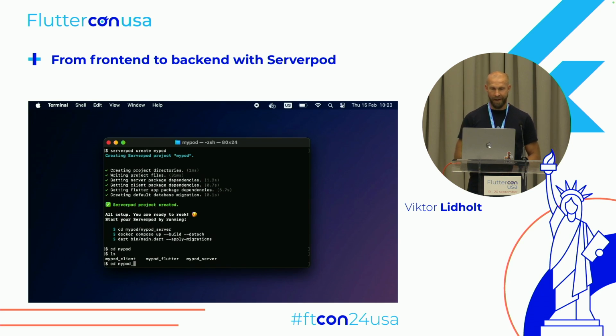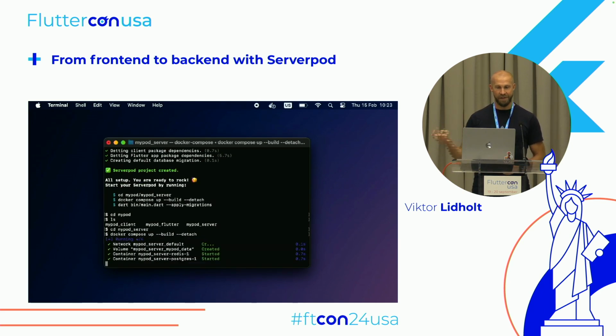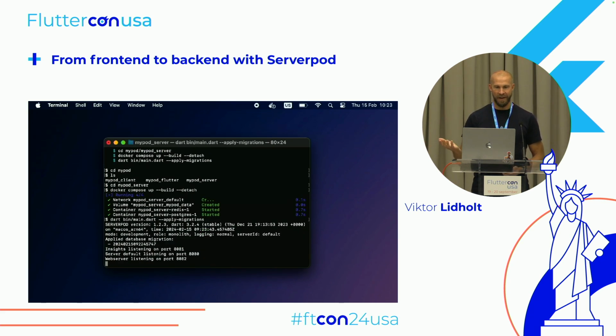To start your server, you go into the server directory, and first you start Docker with docker compose up, and then you just start it with dart bin/main.dart. The first time you start it, you should also apply migrations, which will set up the default set of tables for Serverpod. Serverpod handles a few database tables for things like future calls or logging. That's why you have to apply the migrations the first time you run it. We're going to have a quick look also at how you work with the database and can do those migrations yourself.